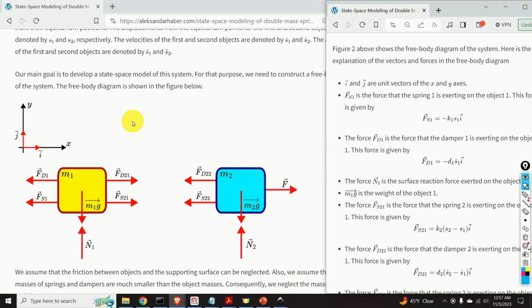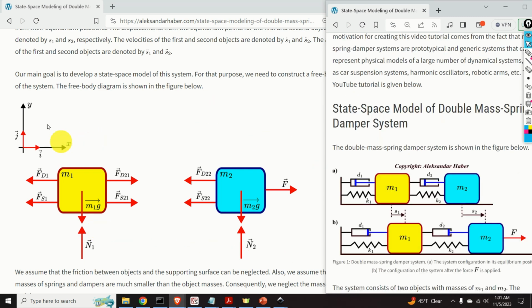The main goal of this video tutorial is to develop a state space model of the system. For that purpose, we need to construct free body diagrams of object 1 and object 2. In the sequel, we will explain all the forces that you can see on these diagrams. Okay, let's start. X and Y are horizontal and vertical axes. Then i and j are the unit vectors of the x and y axes respectively.